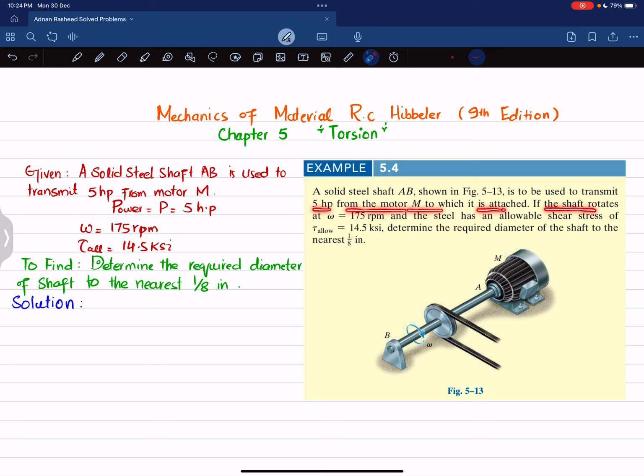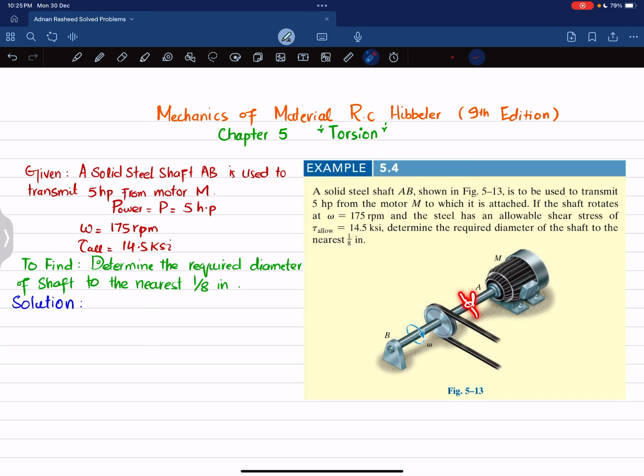If the shaft rotates at omega equal to 175 RPM and the steel has an allowable shear stress of 14.5 ksi, determine the required diameter of the shaft to the nearest 1/8 inch. So you can see that this is shaft AB and that is attached with this motor M which delivers power of 5 horsepower and it rotates at 175 RPM, and the allowable shearing stress is 14.5 ksi. So you have to determine the diameter of this shaft which is rotating at 175 RPM.